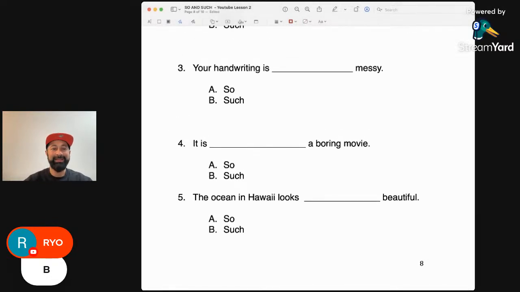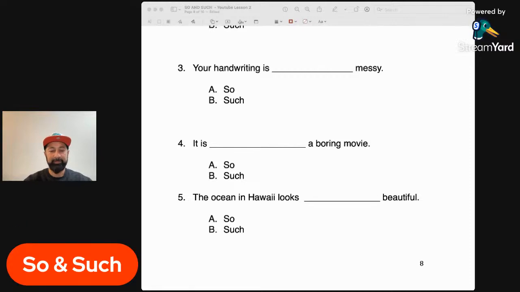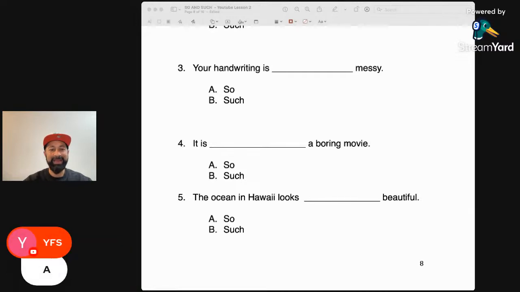The ocean in Hawaii looks something. Is it so beautiful or such beautiful? The ocean in Hawaii looks something. And we've got YFS with A, so beautiful, and Dio with A, so beautiful. Perfect. Okay, that was just the quick review of how we use so and such.